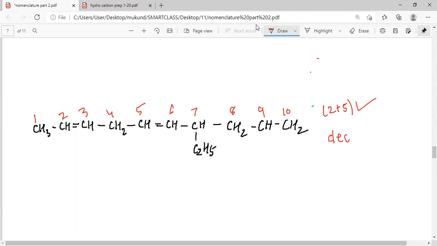Sorry, it's a 7 ethyl. We should write it as 7 ethyl dec 2,5 diene. 7 ethyl dec 2,5 diene. This is how actually we go in this manner. So it's 7 ethyl dec 2,5 diene.